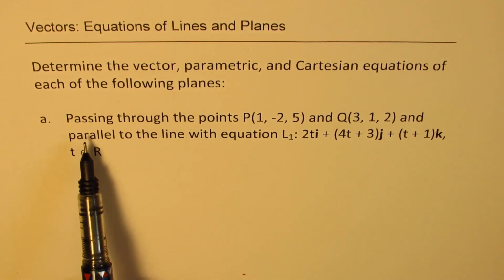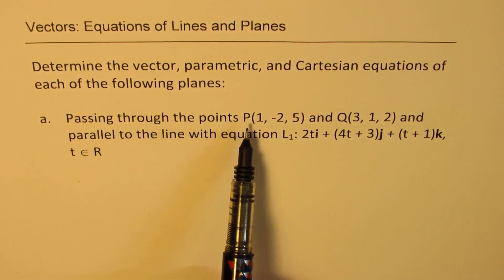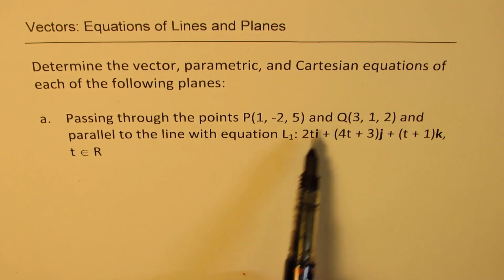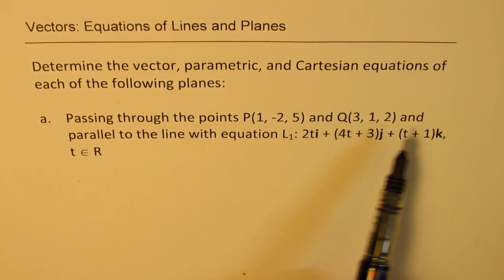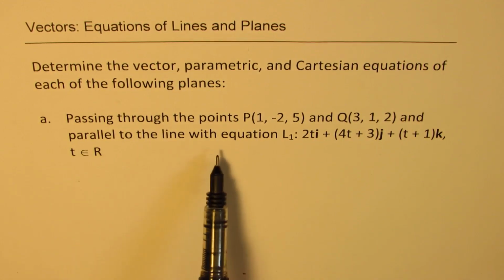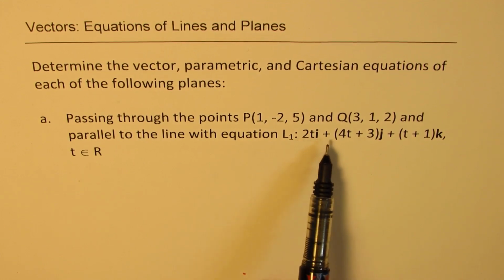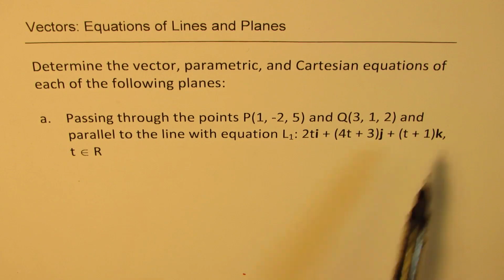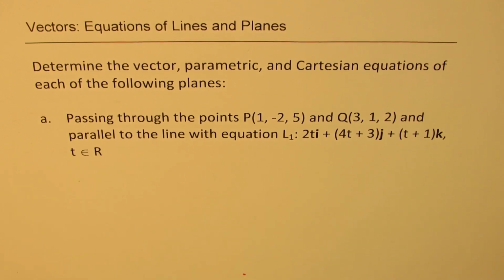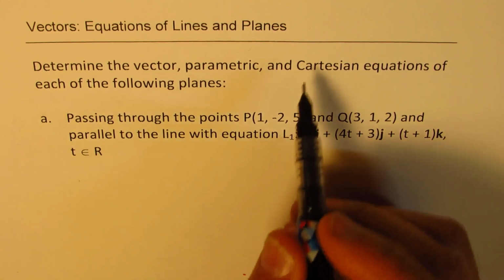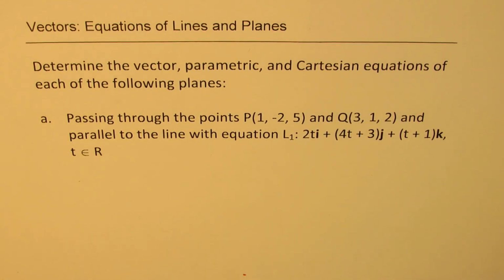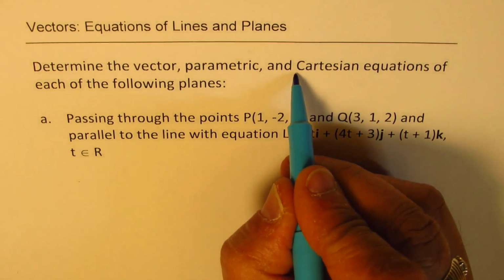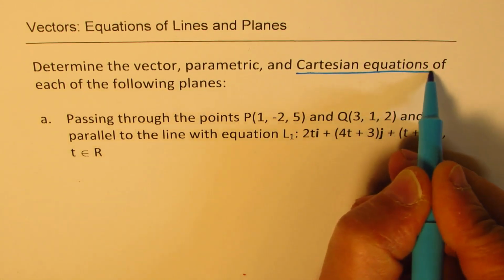Part A is passing through the points P(1, -2, 5) and Q(3, 1, 2) and parallel to the line with the equation 2t i plus (4t plus 3) j plus (t plus 1) k, where t belongs to the real numbers. Now, I'll begin with the Cartesian equation in this case. So we'll try to write the Cartesian equation first.